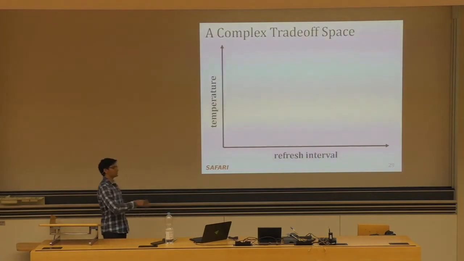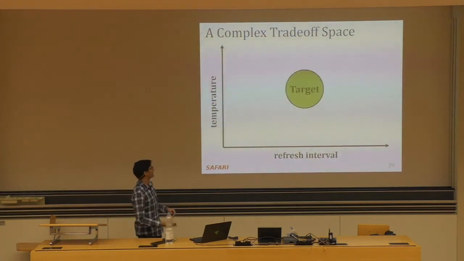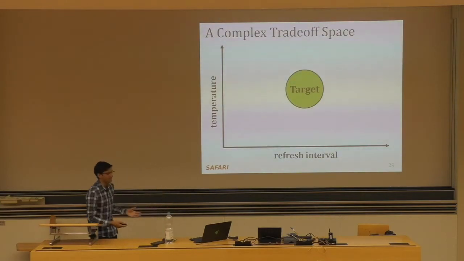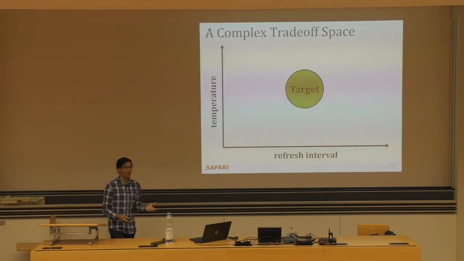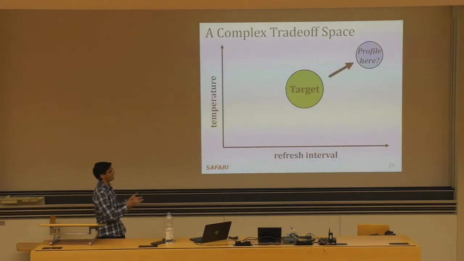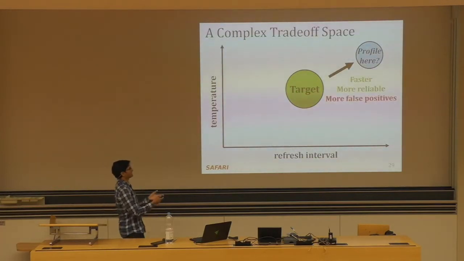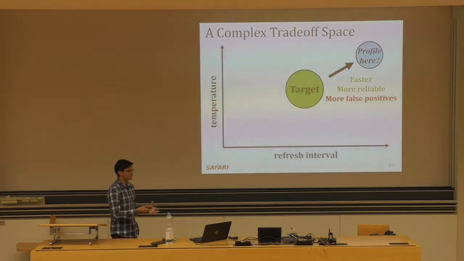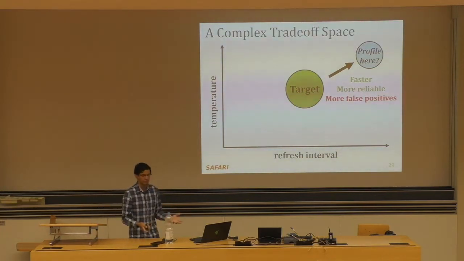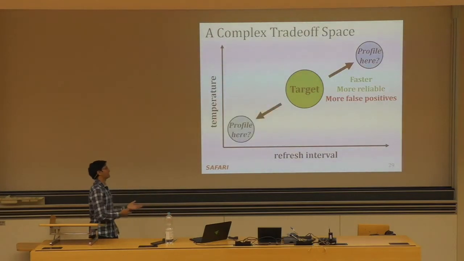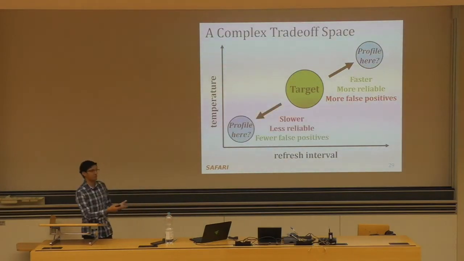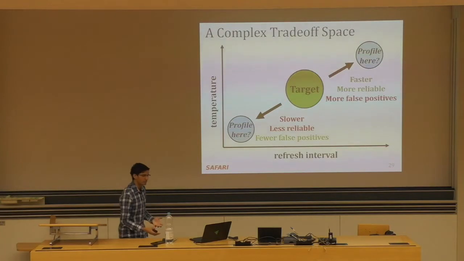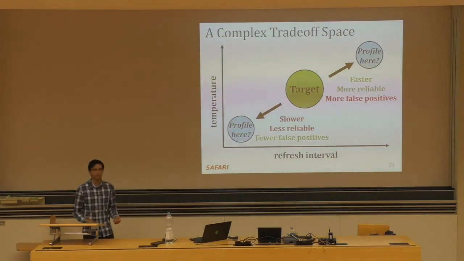Right, so we can think of this as a sort of complex trade-off space here, right? We have temperature on one dimension, refresh interval on the other, and some target that we want to operate our device at. And so the questions we sort of need to ask are, do we need to profile here? How far do we need to go? If we go up, increase the temperature, increase the refresh interval, the profiling will be faster, more reliable, but we get false positives. Instead, we could go in the opposite direction, right? What happens here is profiling will be slower, potentially less reliable, but we'll have far fewer false positives, right? And we could potentially move anywhere in this space to do our profiling.